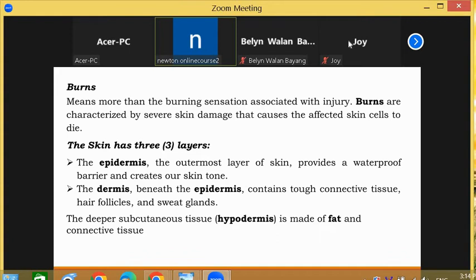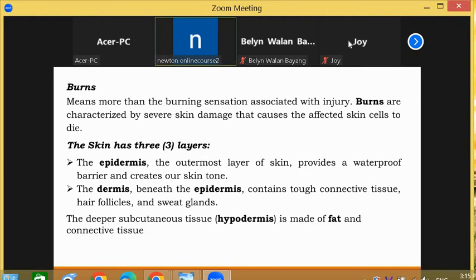It is a waterproof barrier, and we all have different skin tones. Waterproof barrier means, you know, if you are going in a rainy season or taking a bath, water is not going inside your body. All the water will go outside. So that is the waterproof barrier. So only remember epidermis is the outermost layer.